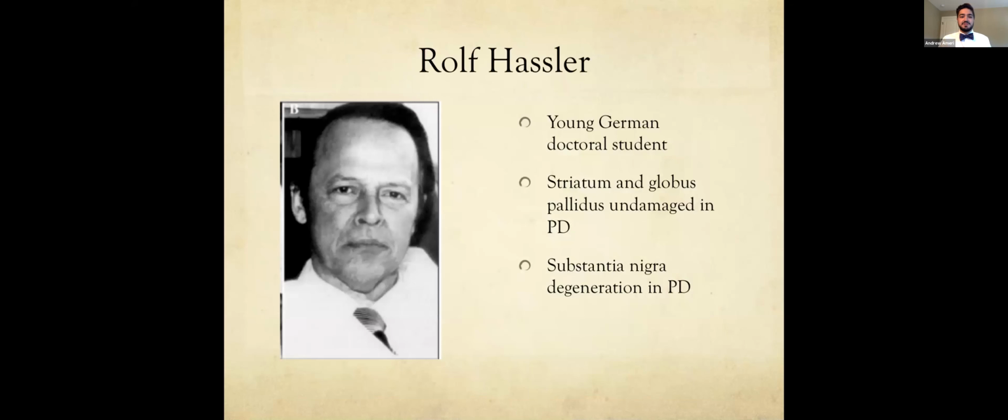That young German doctoral student was Dr. Rolf Hassler. In a paper in 1938, he elucidated in unprecedented detail the neuropathology of Parkinson's disease and post-encephalitic Parkinsonism. His post-mortem studies revealed that the striatum and the globus pallidus were largely unaltered in patients with Parkinson's disease and post-encephalitic Parkinsonism, whereas dense clusters of neurons in the ventral part of the substantia nigra pars compacta were severely affected, with surviving cells containing numerous Lewy bodies. The anatomic seat of Parkinson's disease was finally settled after almost 80 years.